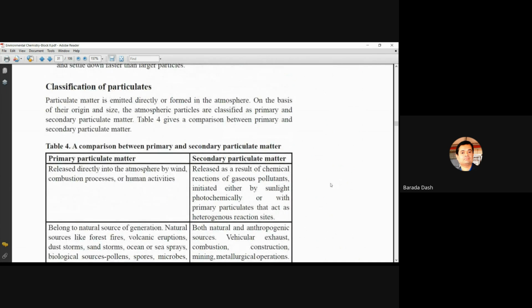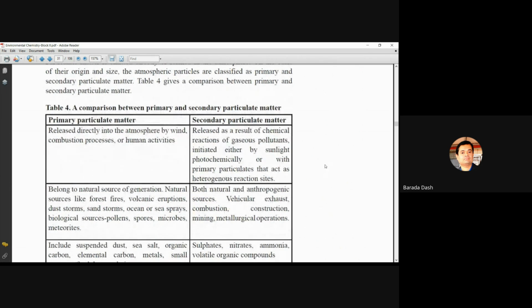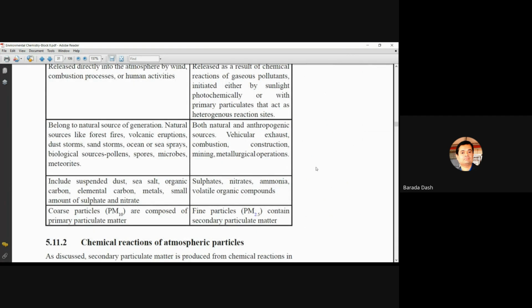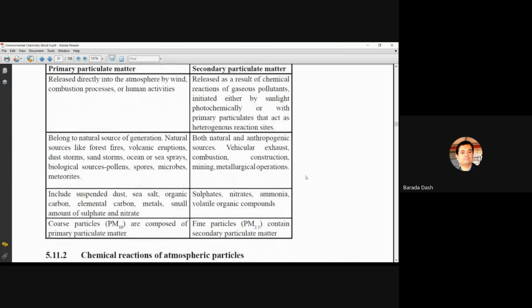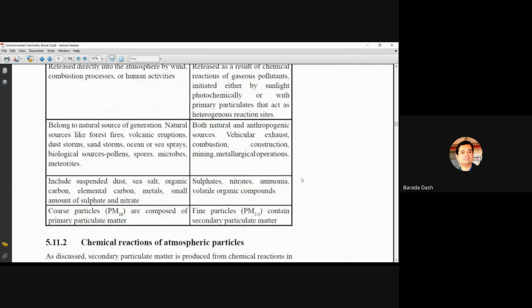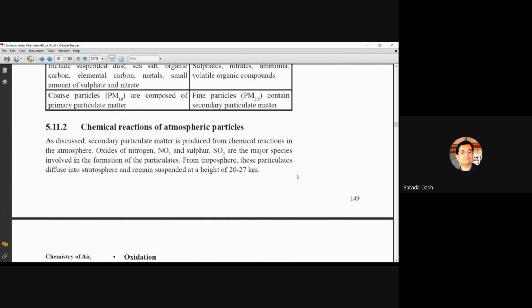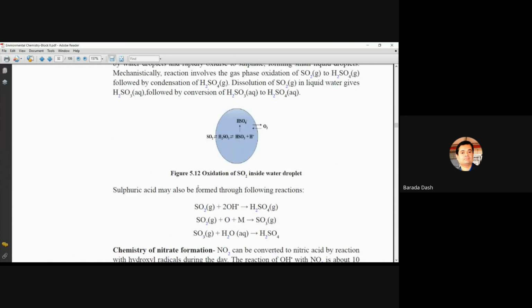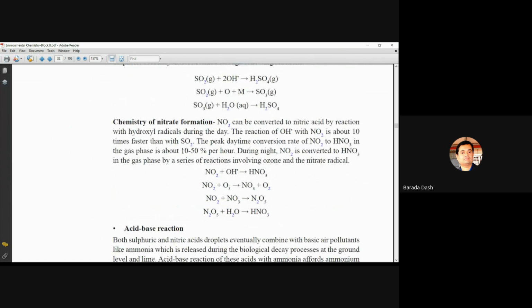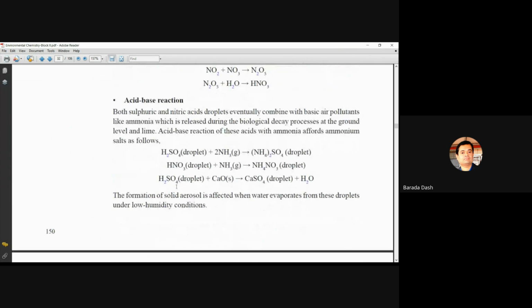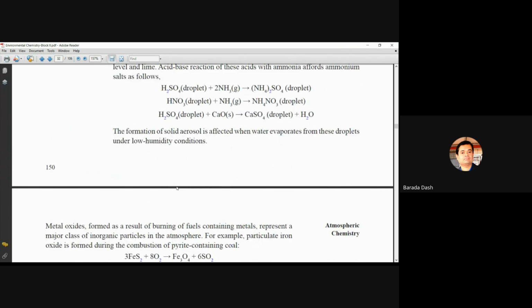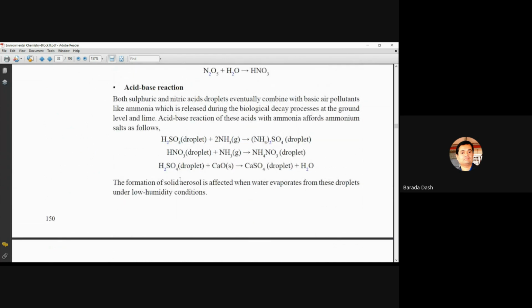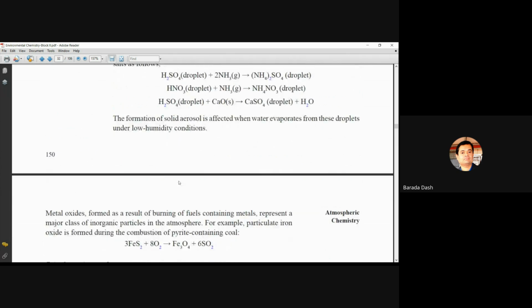Classification of particles: primary particulates and secondary particulates, and also coarse particulates and fine particulates. This is how we can compare primary and secondary particles. Chemical reactions of atmospheric particles: oxidation can occur. You see the oxidation of sulfur dioxide inside a water droplet shown here. Chemistry of nitrate formation and acid-base reactions can also occur when the particulates are present.